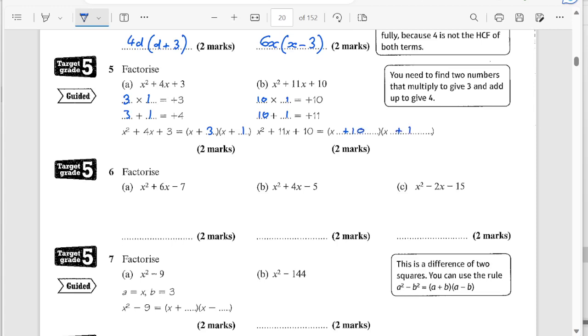Right, same principle, I'll set it up the same. So numbers that multiply together now to make minus 7, and add together to make 6.